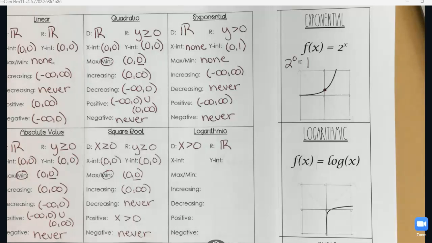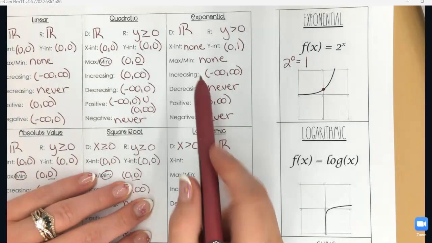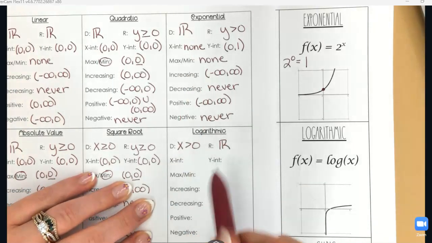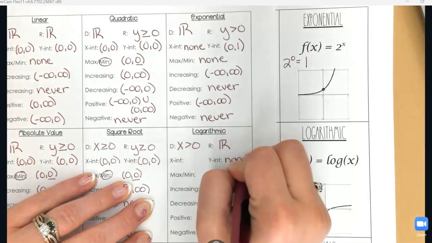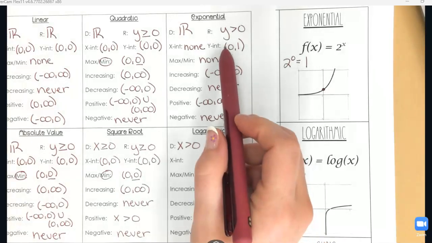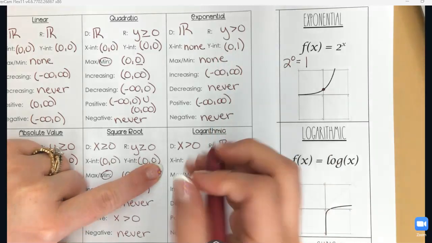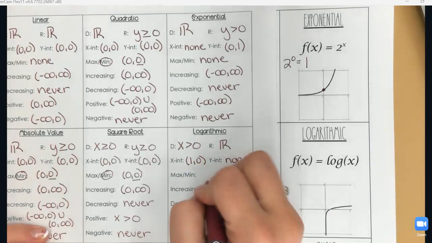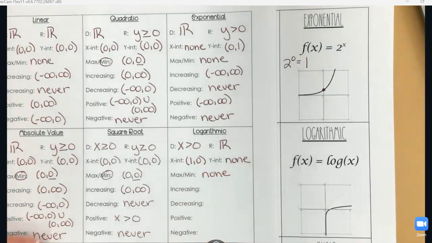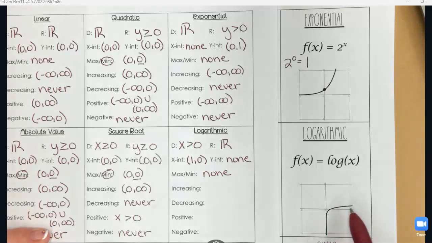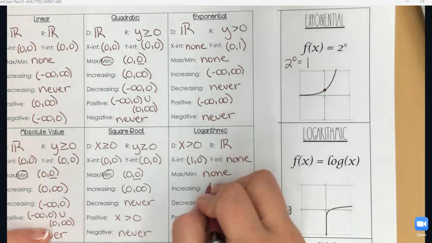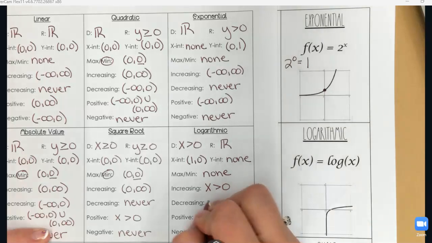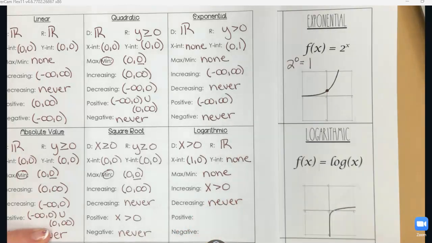But that means that your x and y's are flip-flopped. So where I used to not have an x-intercept, now I will not have a y-intercept. And where I had a y-intercept at 0, 1, I'm going to have an x-intercept at 1, 0. This one also does not have a maximum or a minimum. And you're walking uphill the entire time, but this is just over my domain when x is greater than 0. It never switches to decreasing.